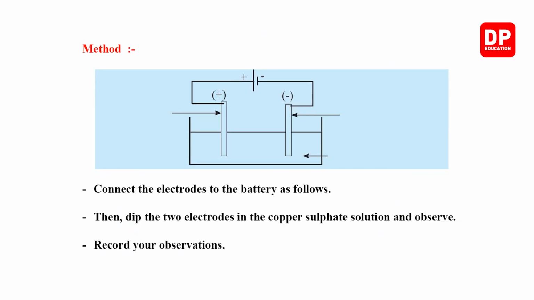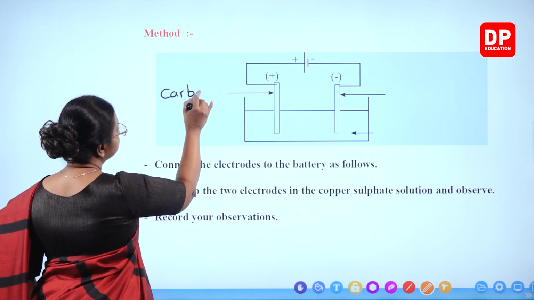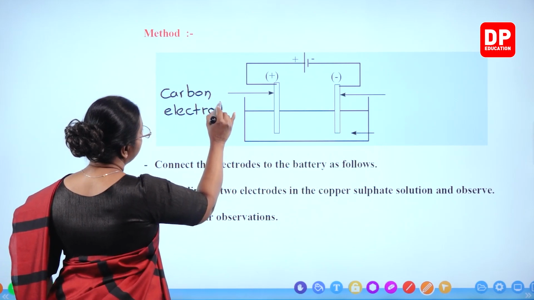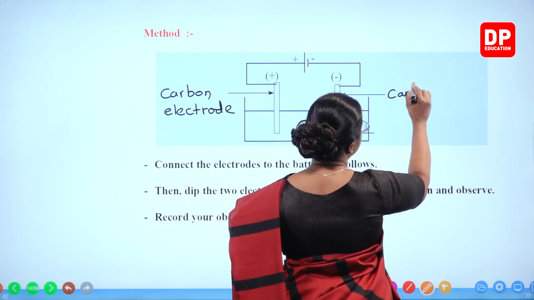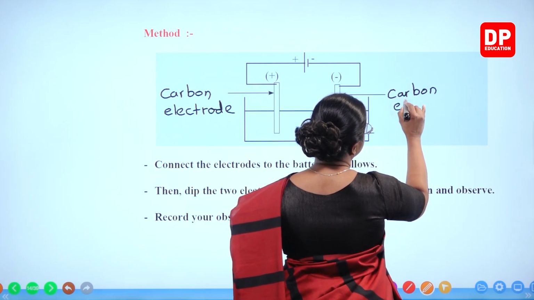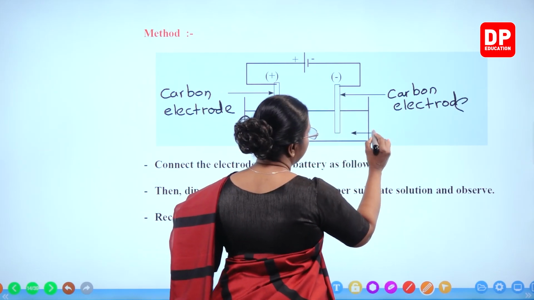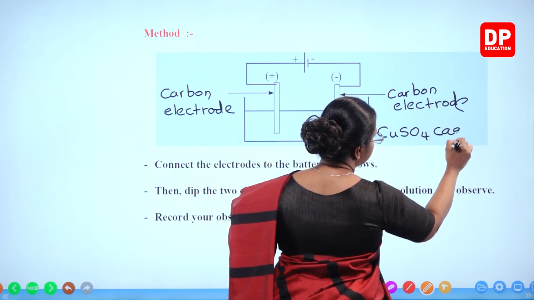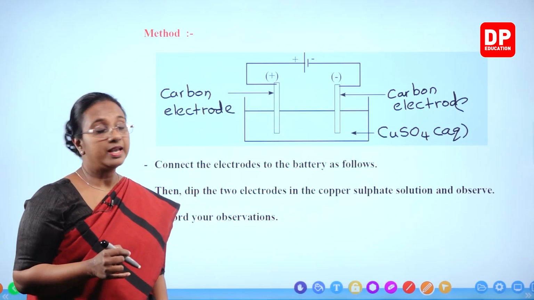So this is the method. This is the setup for the activity. Here you can see this is a carbon electrode, or we can write it as carbon rod. Here also it is a carbon electrode. And here we have copper sulfate aqueous. You can write it in words also, aqueous solution of copper sulfate or CuSO4 aqueous.